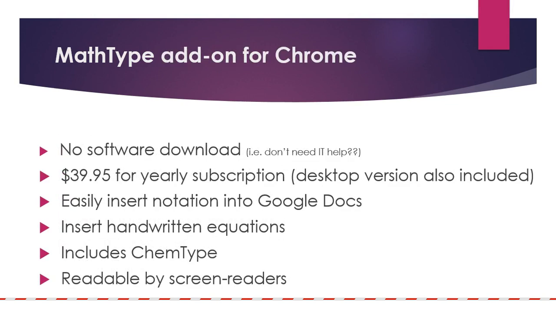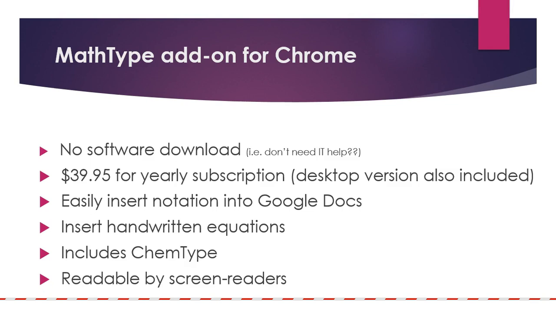So the next version of MathType I wanted to talk about was the add-on for Chrome. If you are authoring documents in Google Docs, this is a great option. It also includes the ChemType area, so that can be helpful as well. The benefit of this is that, to my knowledge, you don't need to have administrator rights on your computer to add in the MathType add-on. I could be wrong about that, so I will double check.